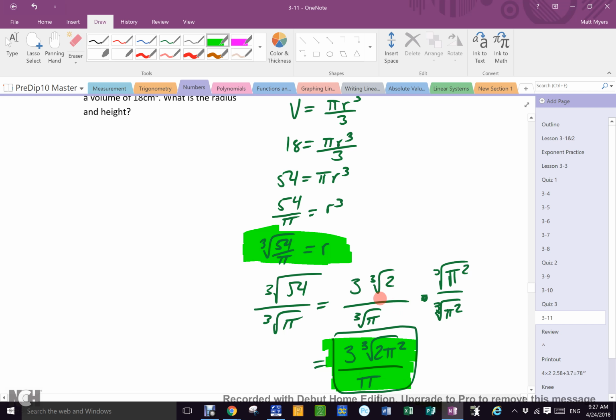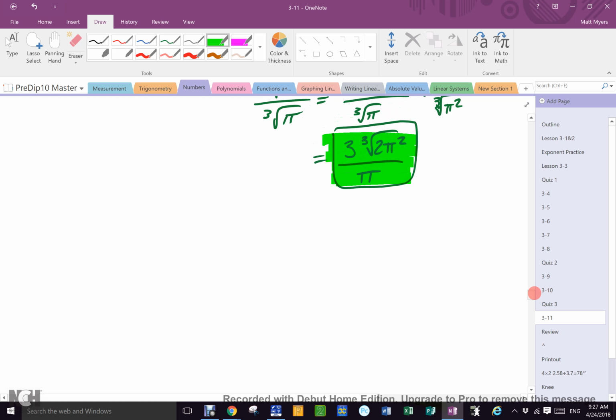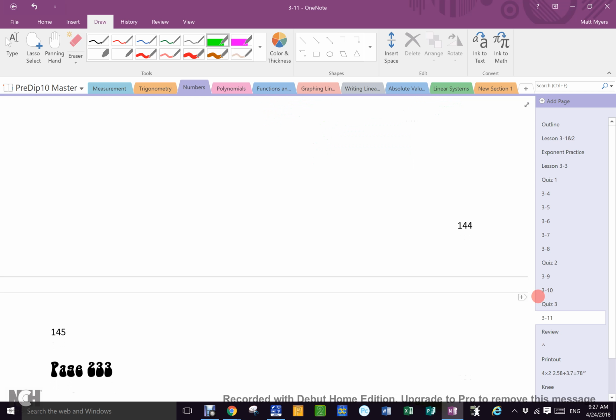Does everybody understand how I got from that to that? I didn't factor it. I simplified the cube root of 54, and then I rationalized the denominator. But I didn't really rationalize the denominator, did I? Because pi is an irrational number. Yeah? Yeah.